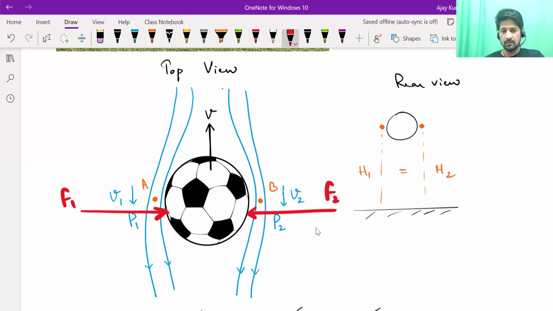But suppose we spin this ball. I'll use the same picture.